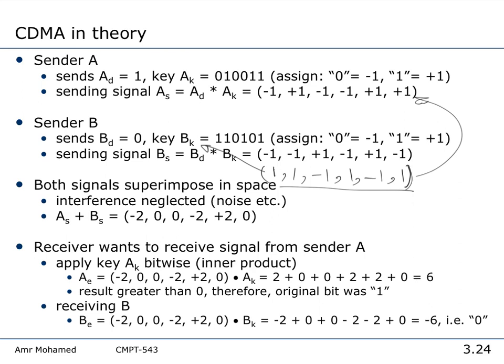This is what we did for sending 1 bit. That's why we get the summation of all of this. If the answer is above 0, then it's 1. If the answer is below 0, then the original data was 0 or -1, because we have mapped 0 to -1, remember? And we have mapped 1 to +1.